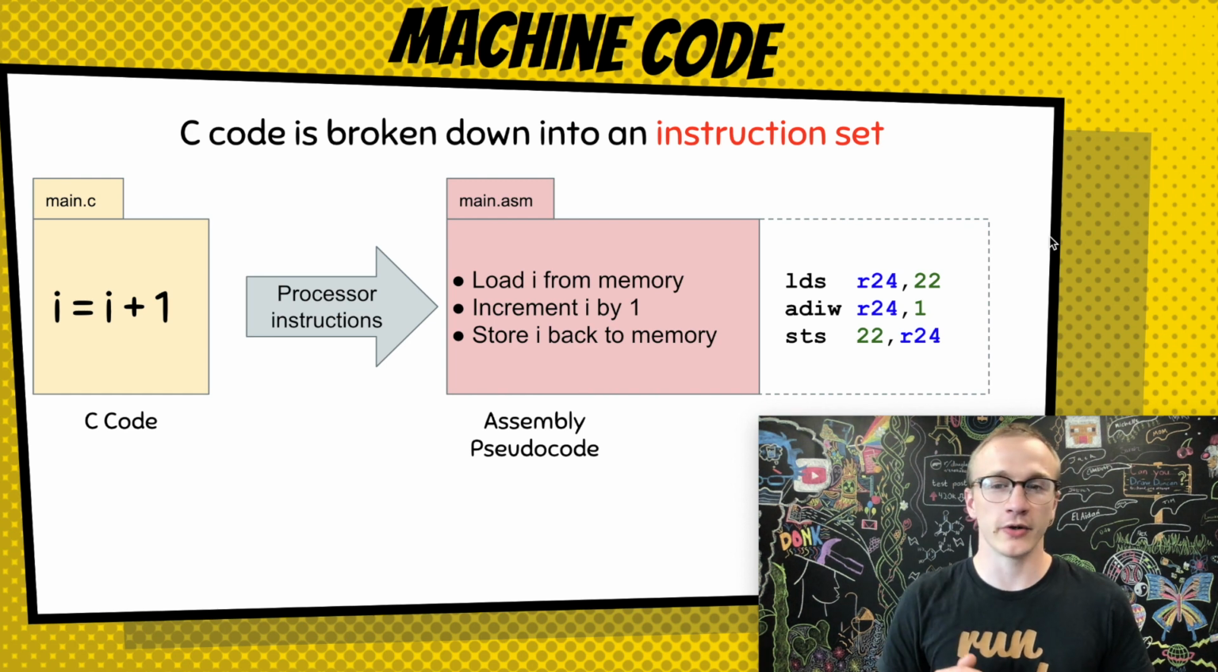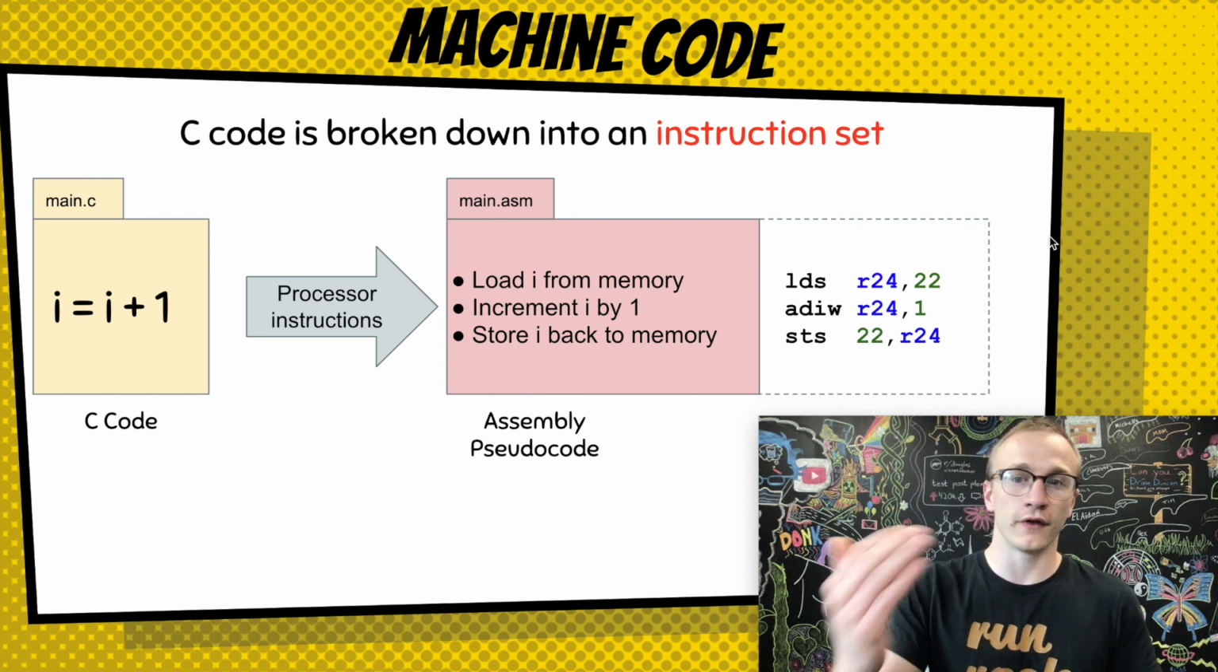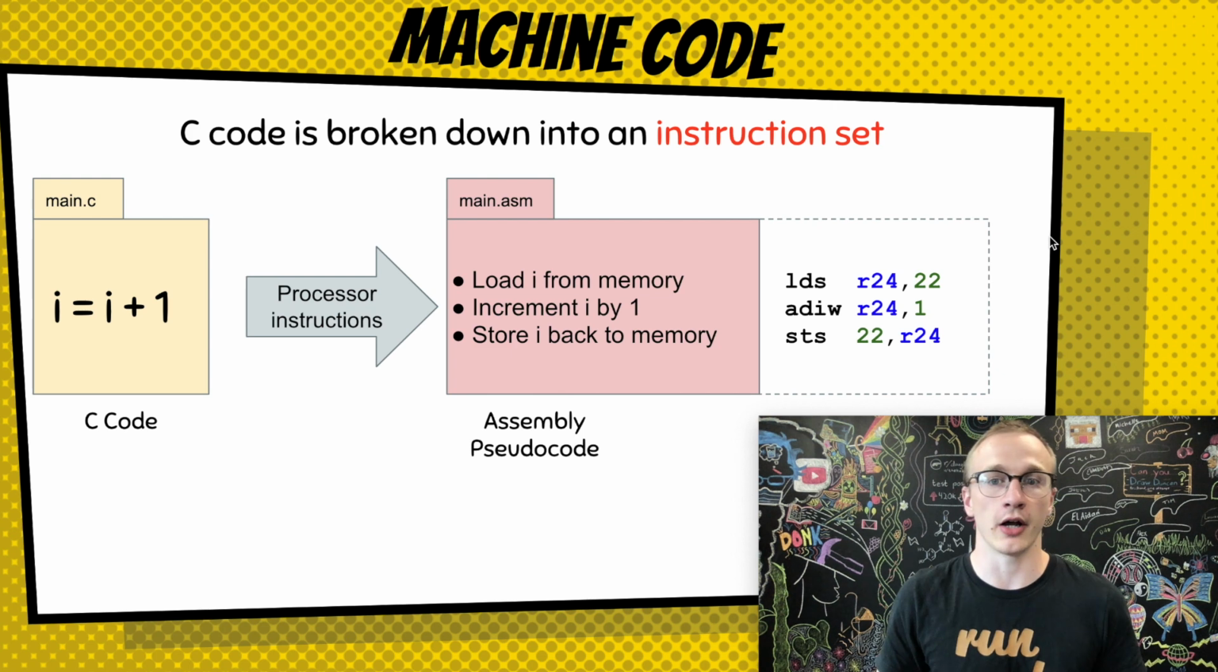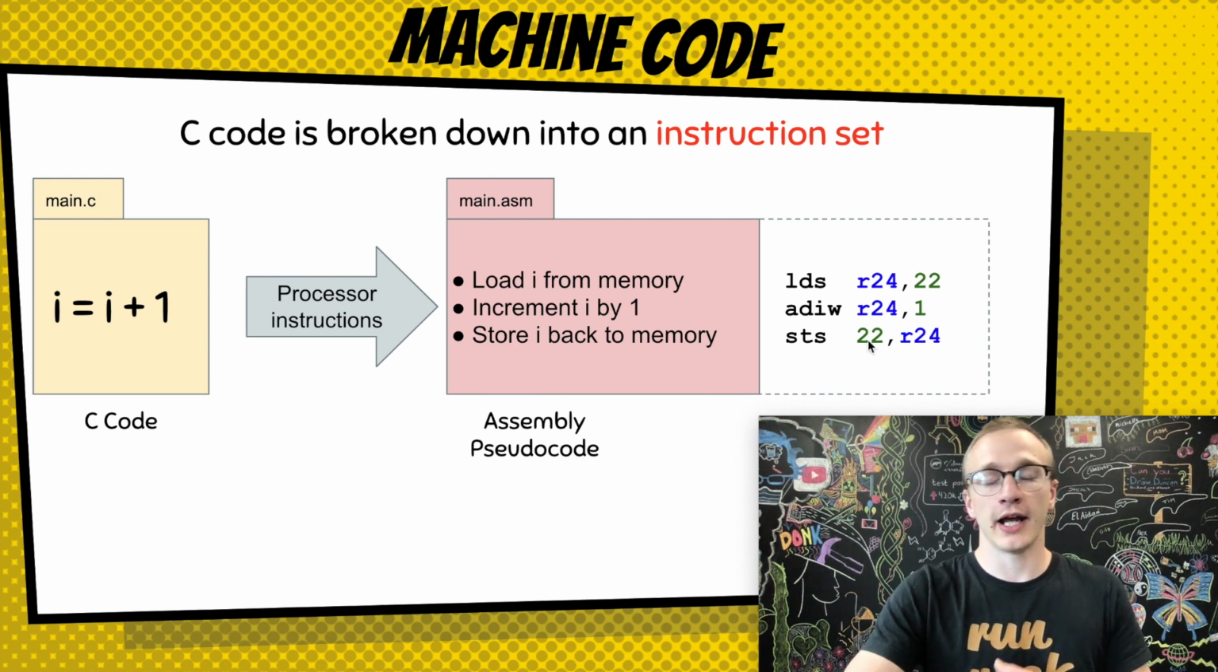My goal for this video is not to teach you how to write AVR assembly code. However, I do want to focus on these 3 instructions because they're really simple, and we'll convert this over to machine code to have a better understanding of what compilers are doing behind the scenes. And this would be one way to execute this I equals I plus 1 instruction in C.